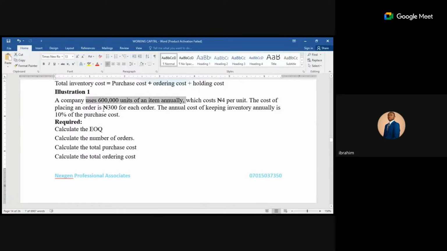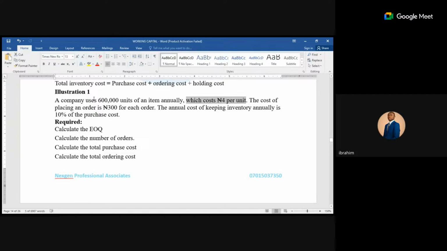So a company uses 600 units of an item annually. This is what they use annually, which costs 4 naira per unit. Class, this 4 naira per unit is what? Cost per unit. You call it purchase price per unit.